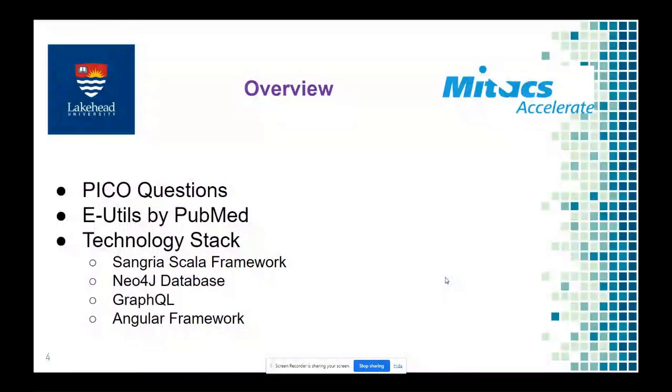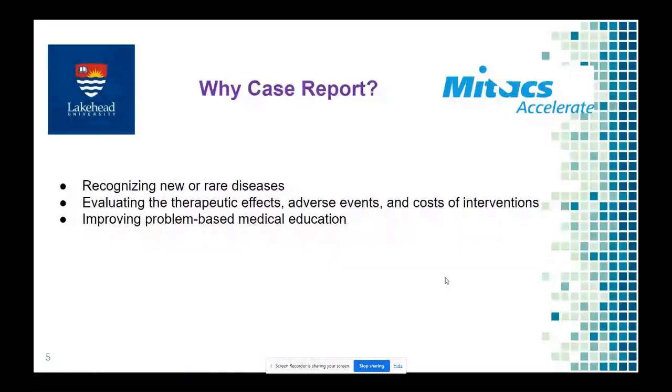In this project, we consume some of the eutils library from the PubMed data sites, and this project is built upon the Sangria Scala framework. We use the Neo4j database to store our data, and we use GraphQL, and for the UI side we use the Angular framework. So first of all, why is a case report important?